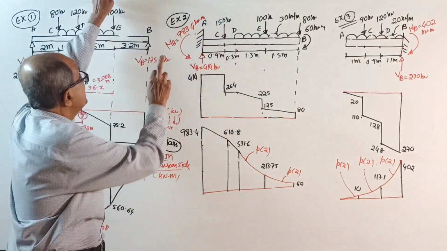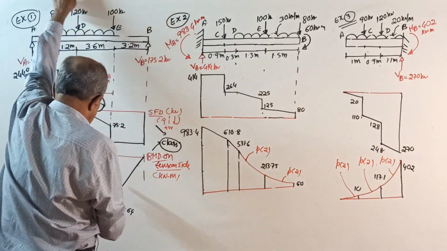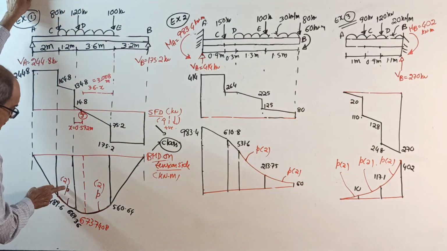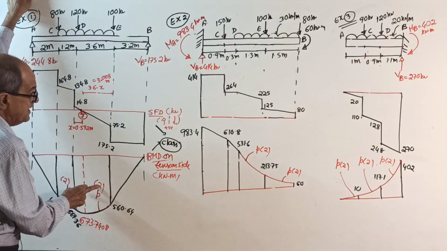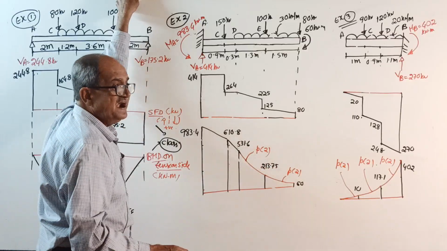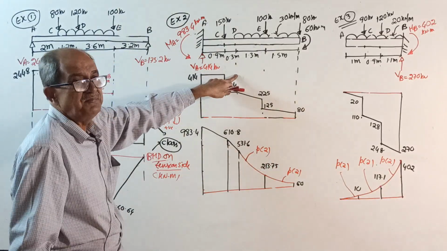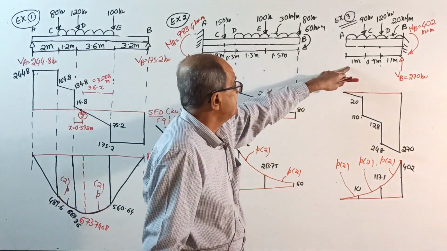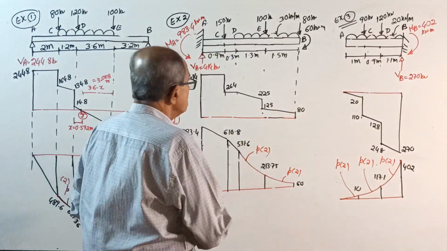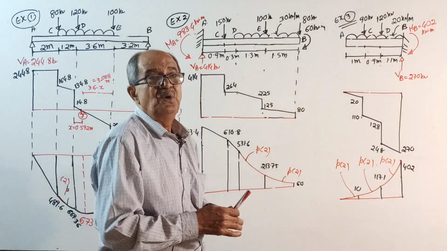Okay. Second question, SFD BMD. See, wherever I put P2, P2 means parabola of second degree, second degree parabola. Second question, example 2, SFD BMD. Example 3, SFD BMD.